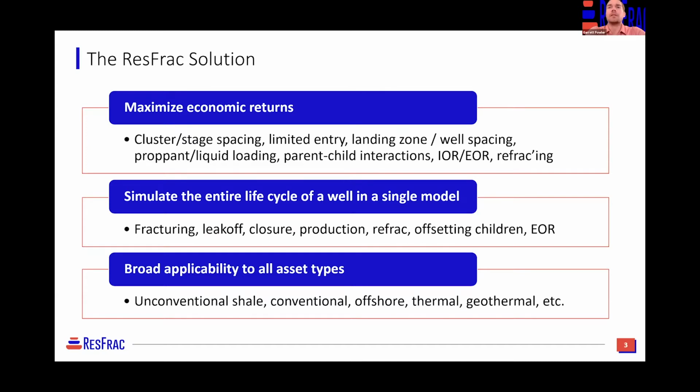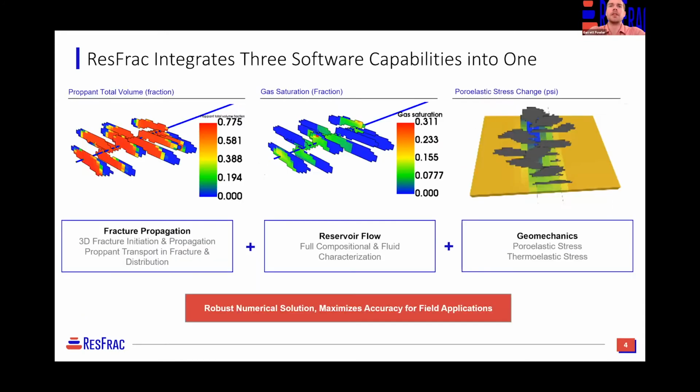And ResFrac allows you to do all of that in a single software solution, which starts with fracturing, progresses through leak-off, closure, production, and then any subsequent activities like a child frac or refrac in that same pad. So I like to think of this as three regimes that are really all integrated into one coupled solution. And so we have hydraulic fracture propagation and proppant distribution that then progresses into production.